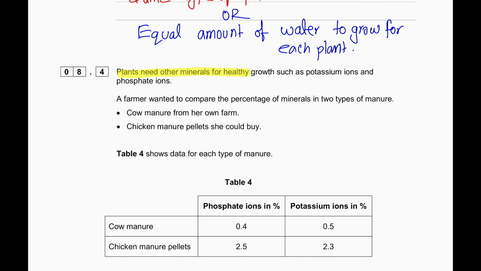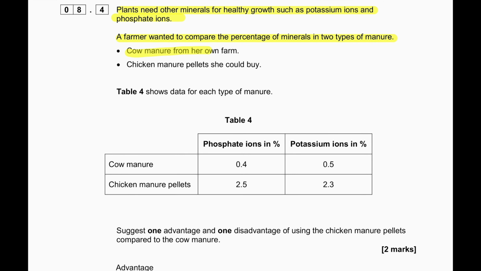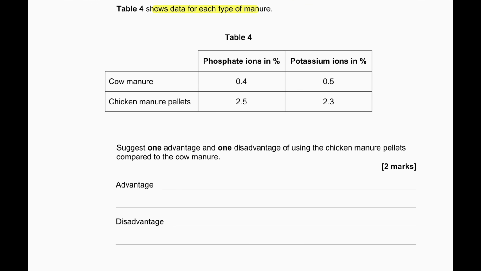Plants need other minerals for healthy growth such as potassium ions and phosphate ions. A farmer wanted to compare the percentage of mineral in two types of manure: cow manure from her own farm, and chicken manure pellets she could buy. Table 4 shows the data for each type of manure. So when it comes to cow manure, the phosphate ions is 0.4 and potassium ions is 0.5. But with chicken manure pellets, the phosphate ions is way higher. We can say almost 5 to 6 times higher, and the potassium ions is almost 5 times higher.